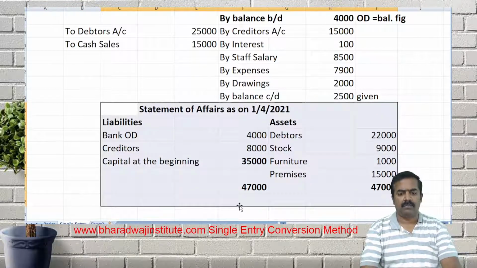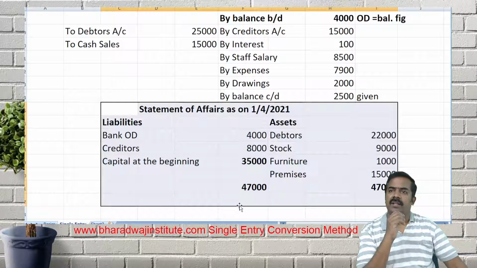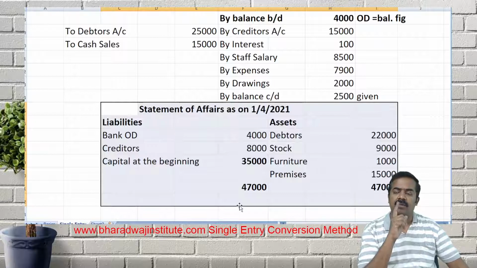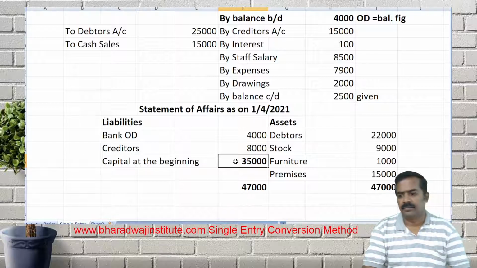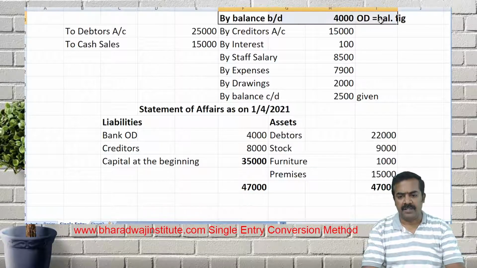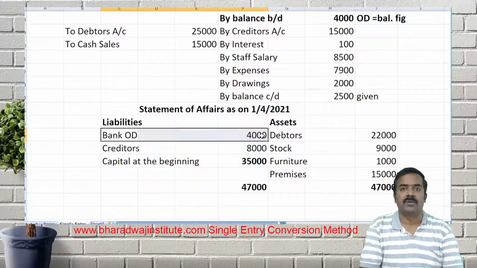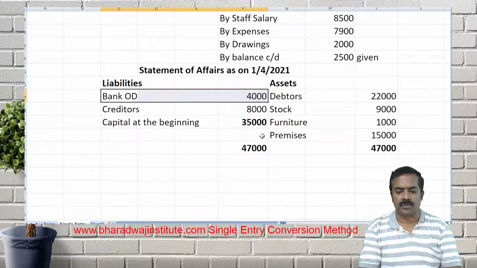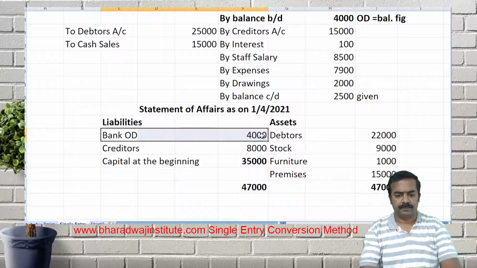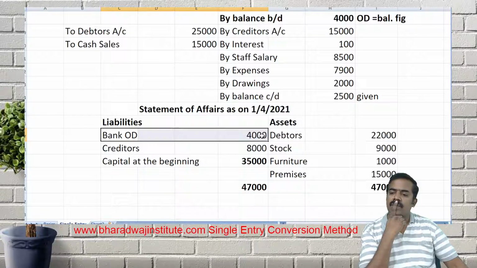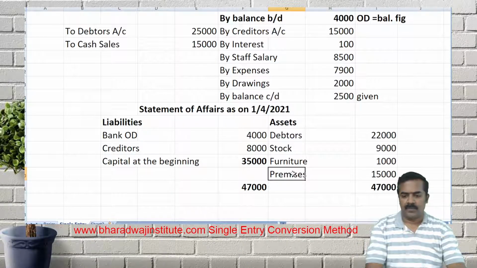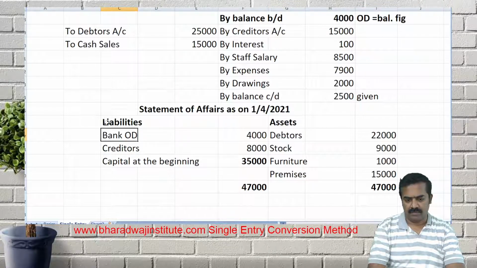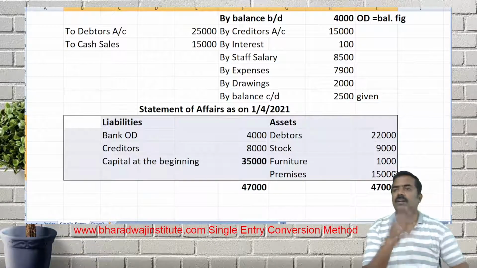Interest on capital, clearly they have given. On which balance do you have to provide? Opening balance. So 5% on 35,000 you have to provide in the P&L account. So the opening balance is an OD that we find out. Only then can we prepare the statement of affairs on 1/4/2021. Done now?